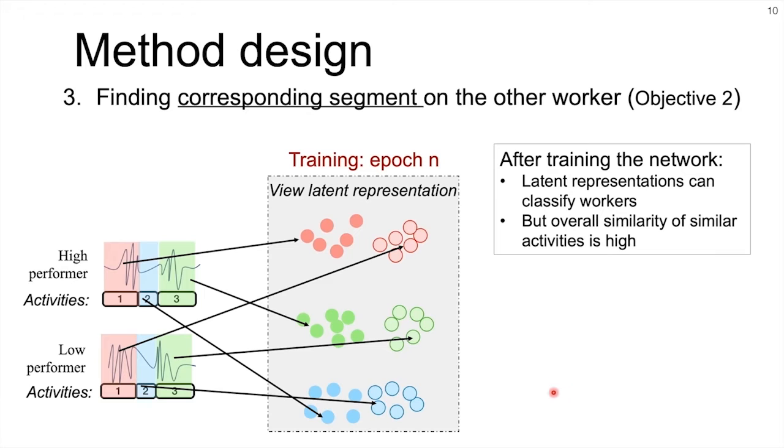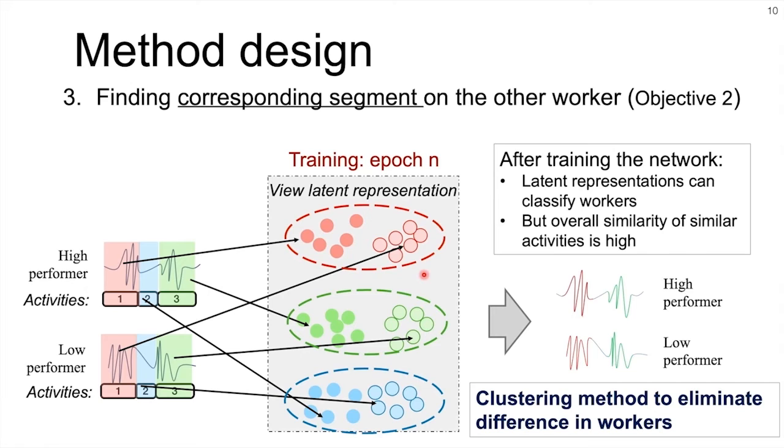As for the second objective, after training the network, the latent representations can classify workers, but they still keep high similarity in similar activities. Therefore, I use a clustering method to roughly eliminate the difference between workers so that similar activities still belong to the same cluster.